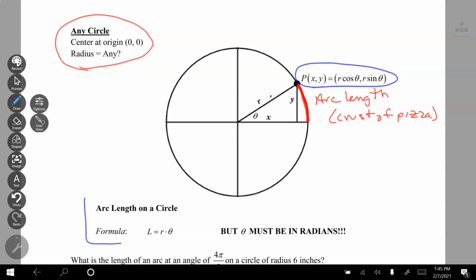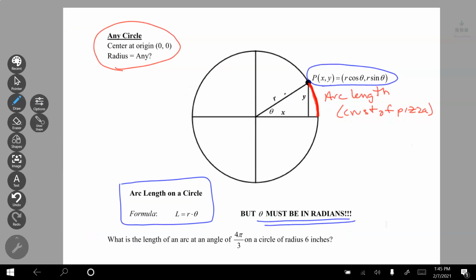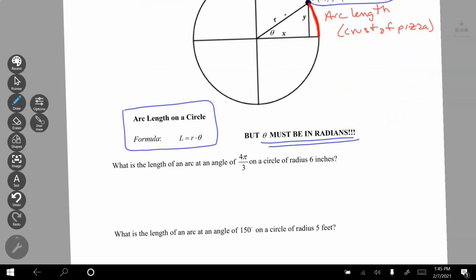The arc length formula is just going to be theta, but I have to multiply by r, and I have to make sure that theta is in radians. It must be in radians. You cannot use degrees or anything else. Theta must be in radians. So let's go through some examples. Let's go through the easy example.